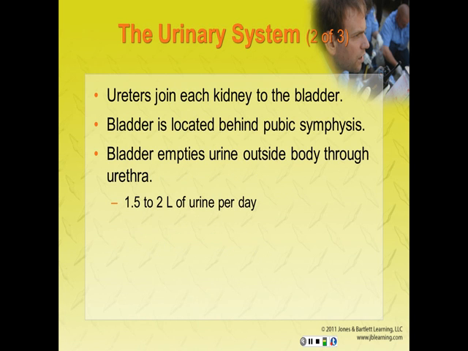The ureters join each kidney to the bladder, and they are small, hollow muscular tubes. Peristalsis, a wave-like contraction of smooth muscle, occurs which moves urine into the bladder, and the bladder is located immediately behind the pubic symphysis.